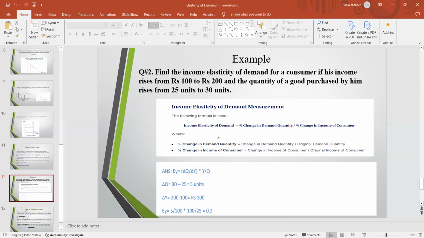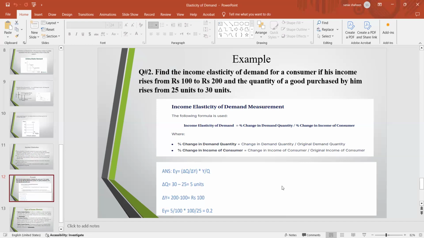For the calculation of the income elasticity of demand, we will use the same formula that we applied earlier. But here, instead of the prices, we will use the percentage change in the income of the consumer in the denominator. So income elasticity of demand is equal to the percentage change in the quantity demanded divided by the percentage change in the income of the consumer. The percentage change in quantity demanded is the change in the quantity demanded divided by the original quantity, and the percentage change in income is the change in the income of the consumer divided by the original income of the consumer.